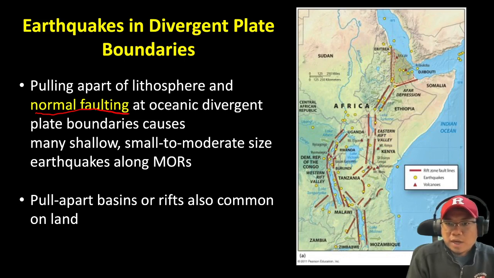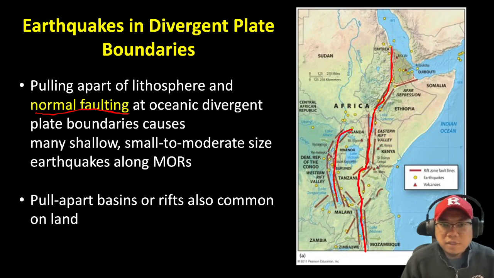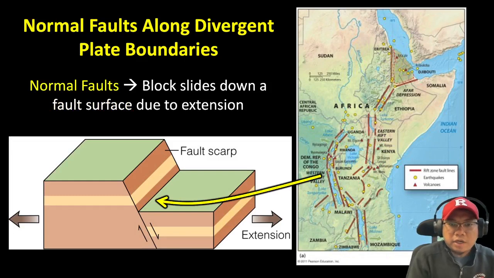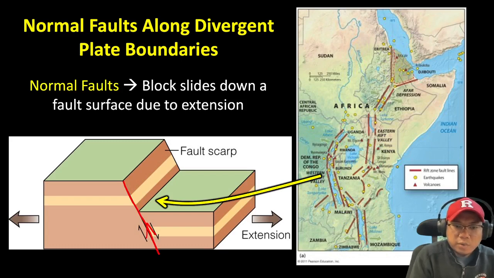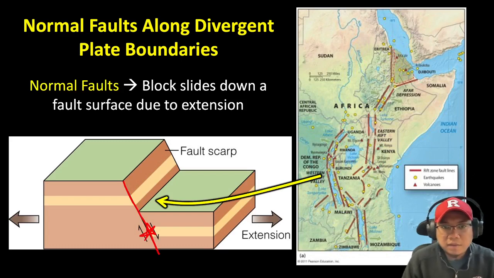As we speak right now, the eastern part of Africa is actually splitting apart along this zone right here. This is what we call a divergent plate boundary, because there's a process called rifting currently going on in the eastern part of Africa. Normal faulting starts to occur associated with this rifting process, and again, earthquakes can be generated along the fault.